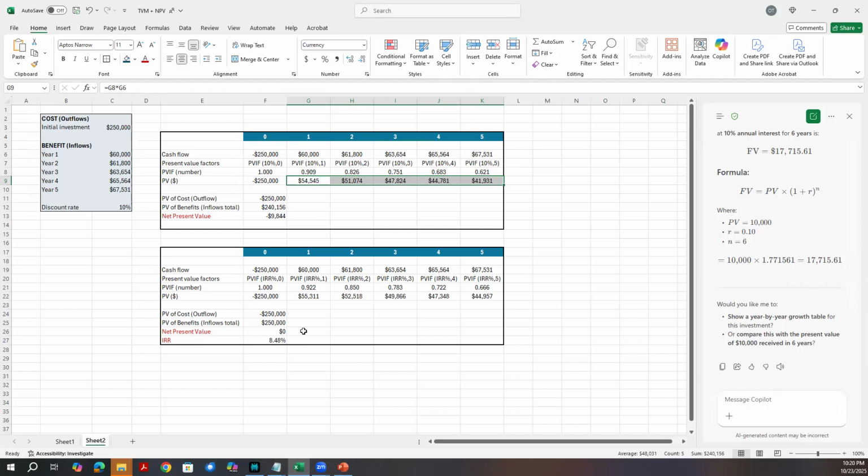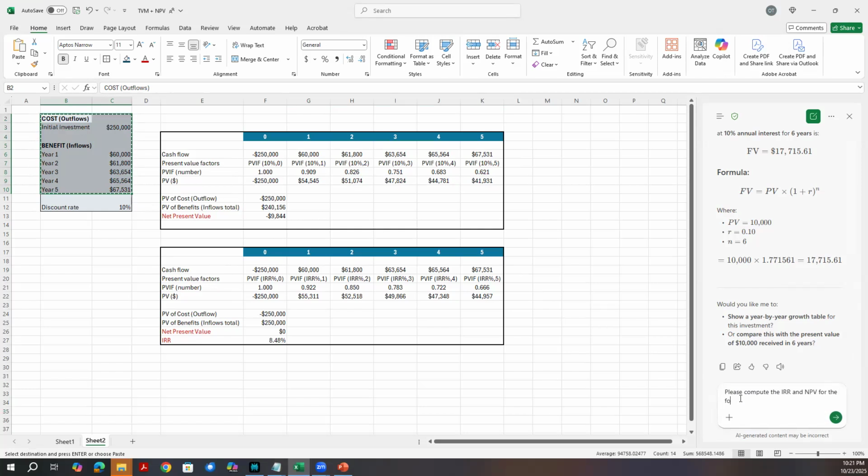Okay, so then the natural question that comes up is, how did I come up with this 8.48%? How did I get there? So the easiest way for me to do this is, like in the previous examples, I can take these cash flows and put them into ChatGPT and say, please compute the IRR and NPV for the following set of cash flows.